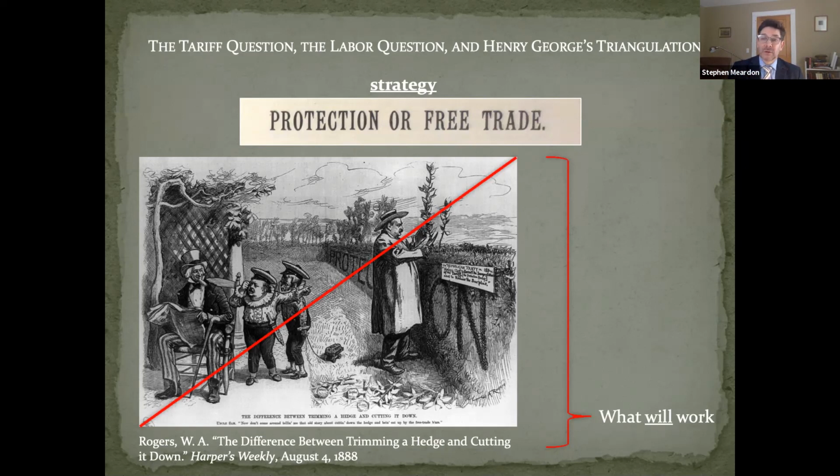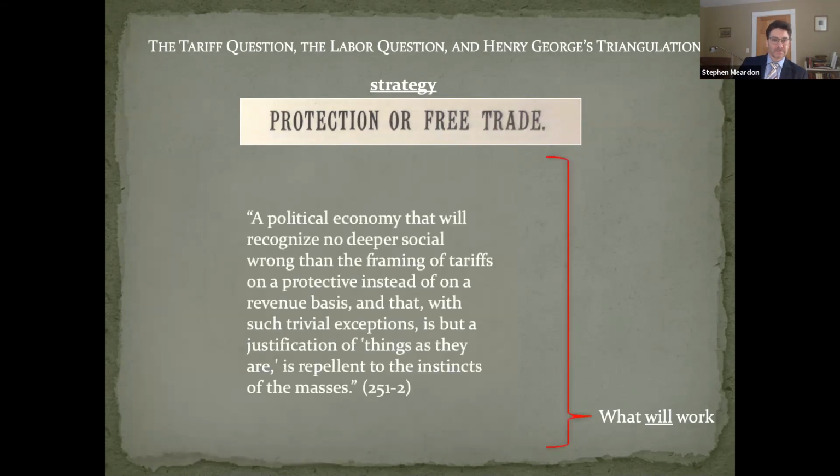What we really have to do is eliminate tariffs and replace them with the means of public finance that he had proposed already in Progress and Poverty. A political economy, he said, that will recognize no deeper social wrong than the framing of tariffs on a protective instead of on a revenue basis, and that with such trivial exceptions as but a justification of things as they are, is repellent to the instincts of the masses. When the masses reject the free traders, they actually have reason to do that.